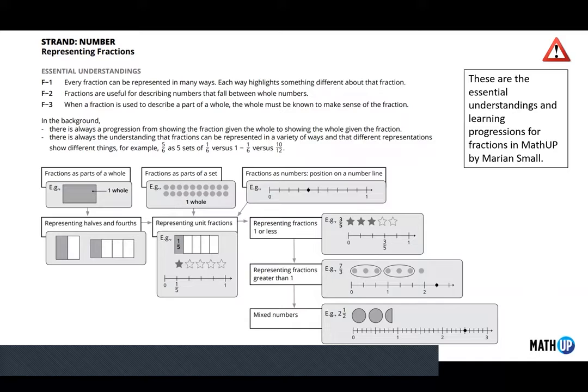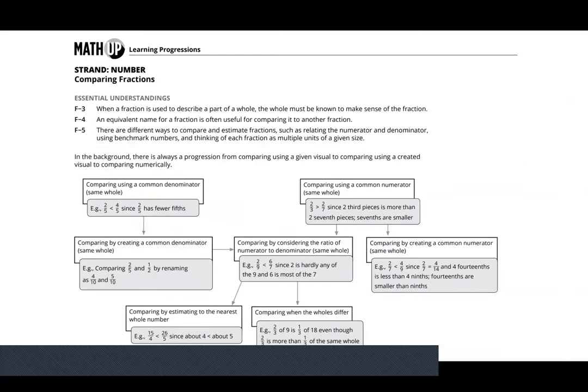At the top, there's the essential understandings for fractions, and then you see the progression. So we're looking at fractions as part of a whole, of a set, and we just go from there, representing halves and fourths and so on. Fractions as numbers on a number line. So this is developing the understanding of fractions. Then we're getting into comparing fractions, and you can see kind of there's an example there.